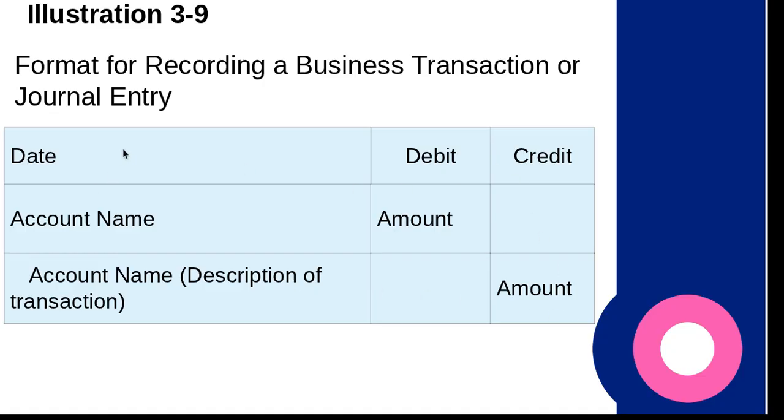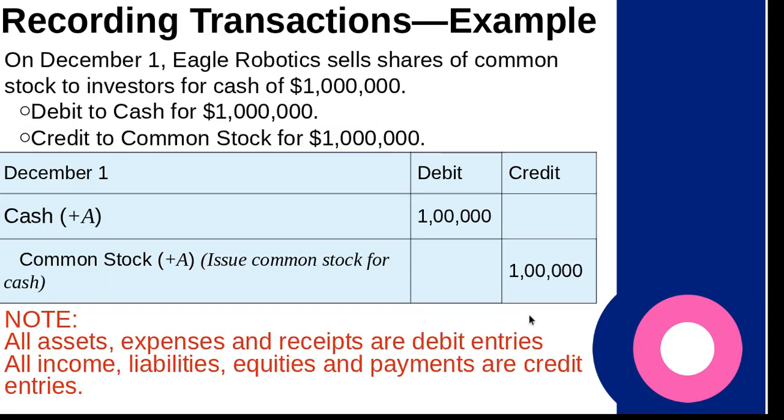So this journal has two sides. We have the debit side and the credit side. The debit side is recording the receipts in the business, while the credit side is recording the outflows in the business. I said that all assets, expenses, and receipts are debit entries. I will explain this. Let me just move.